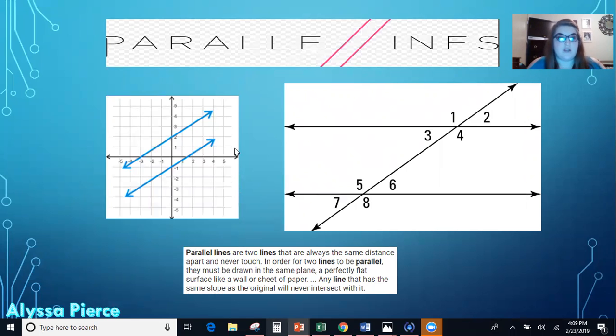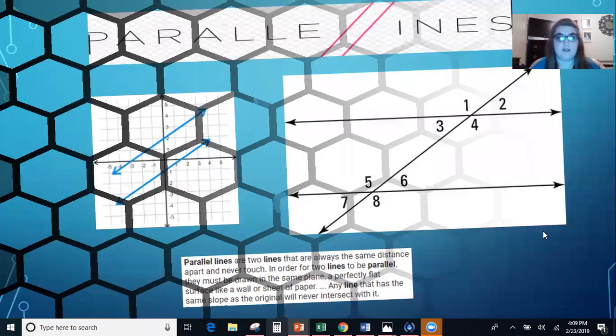Any line that has the same slope as the original will never intersect with it. So here we just have a regular X and Y axis plane, and we have two parallel lines. No matter how far they travel, they're never going to touch. The same can be said for these two lines right here. So let's go ahead and jump into number 1.